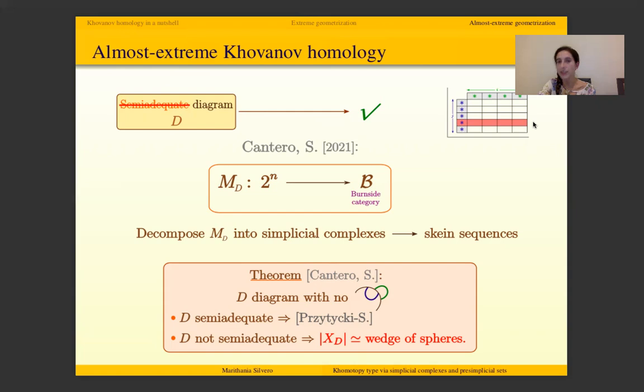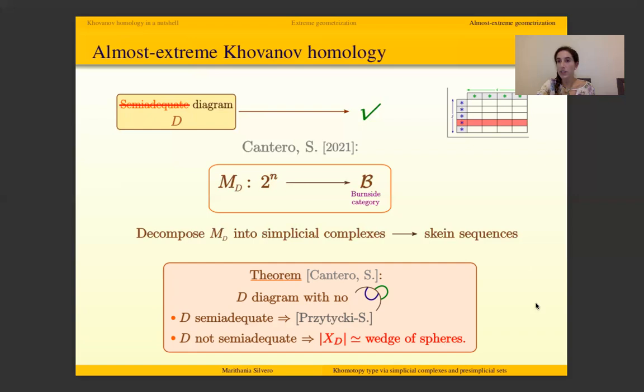And one of the theorems we prove is that if you have a diagram in such a way that when you smooth everything following a zero or an A label, you don't have this situation, two chords having their endpoints alternating along the boundary, then if the diagram is semi-adequate, we get the results I have just told you before. And if the diagram is not semi-adequate, then the homotopy type of the space we get here is always a wedge of spheres. So we have no torsion. The only way you get torsion is with semi-adequate diagrams or when you have this situation. But if you don't have this situation, then you get either, for a semi-adequate diagram, suspension of projective planes and wedge of spheres, or if the diagram is not semi-adequate, just a wedge of spheres.